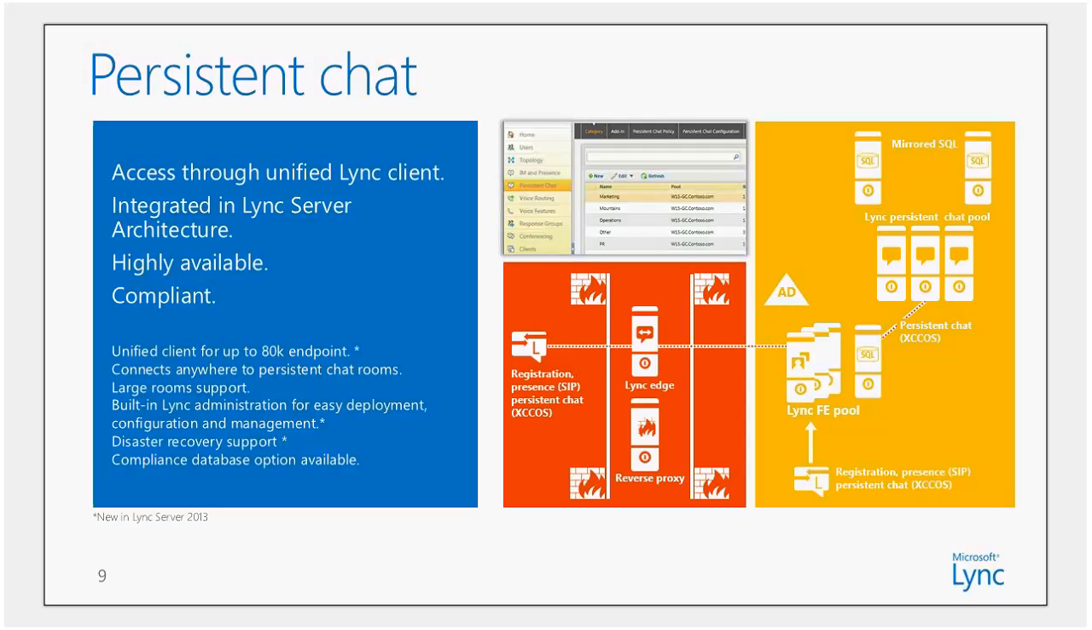It is a separate pool of servers and a separate SQL database for persistent chat. So it does increase the back-end footprint, but it does keep it completely separate from the rest of your instant messaging world and the rest of your connectivity. You can still archive and do all your security and control. You can get up to 80,000 endpoints per room, and again it connects with that same client. The administration is done from the same console you administer everything else through. You get that same remote connectivity to it as well through the same edge services.